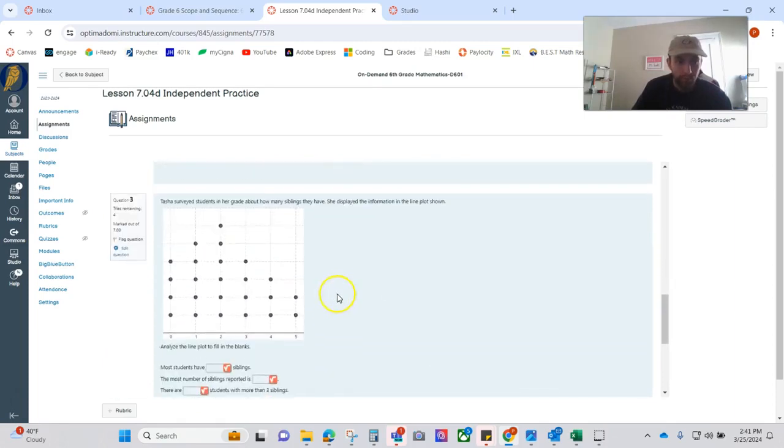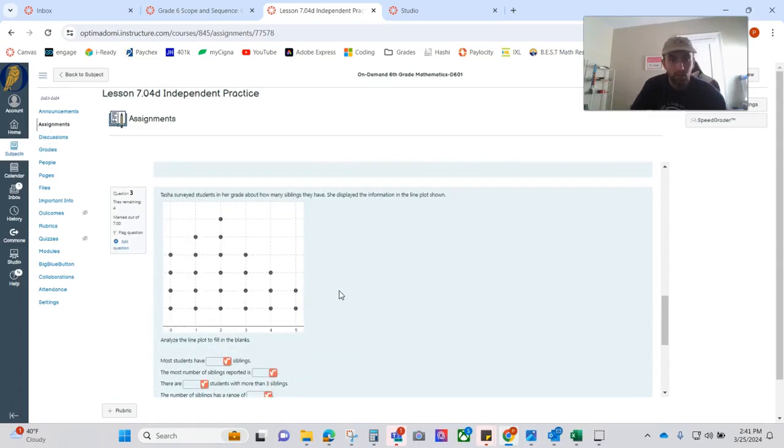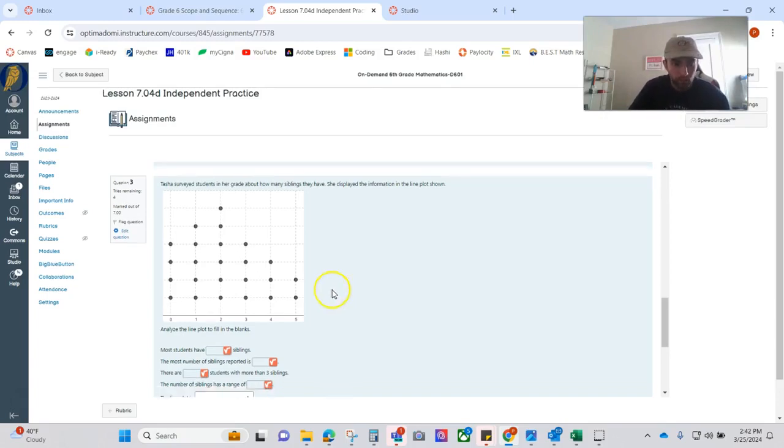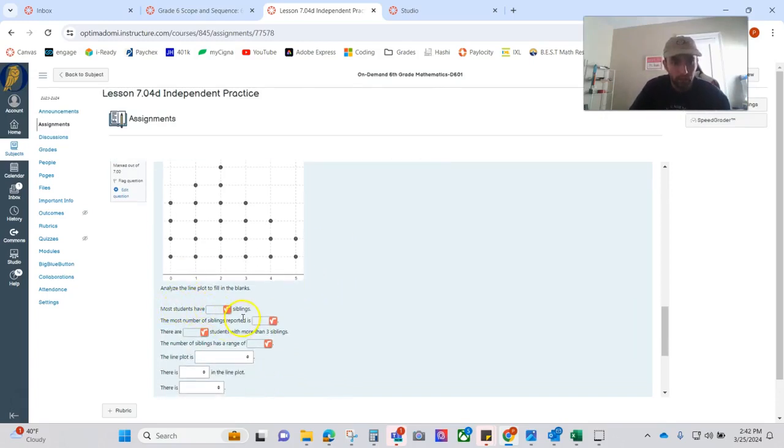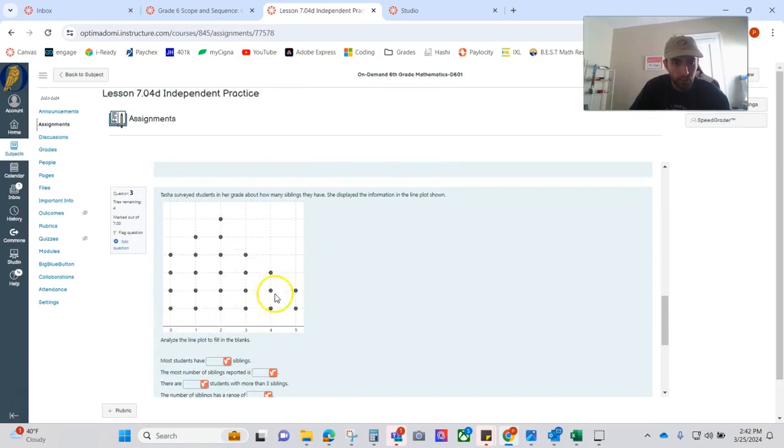Okay, cool. Last question. Tasha surveyed students in her grade about how many siblings they had. She displayed the information on the line plot shown. Most students have blank siblings. So each dot represents one student. These numbers down here represent the amount of siblings.